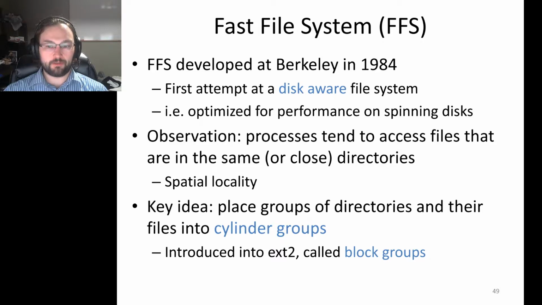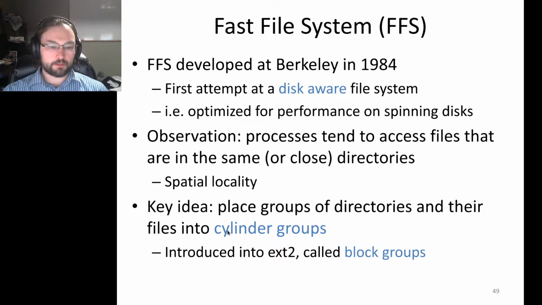And the observation that they had is that processes tend to access files that are in the same directory. If you have a program and you're running it, it's going to open some data files in some directory, and then the other data files that it's going to open are going to be in the same directory. And if it's not going to open files in the same directory, it's going to open files that are near to it in the file system hierarchy. If we have a multi-user system, then user A is more likely to run programs that access their files. User B is more likely to run programs that will access user B's files.